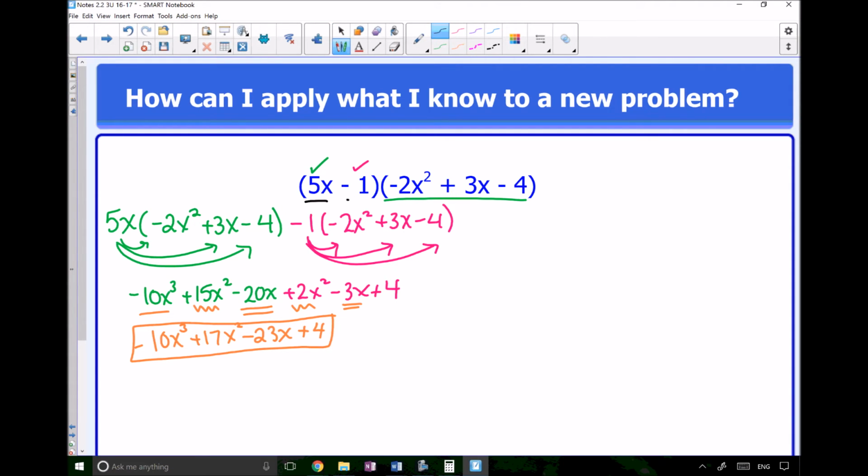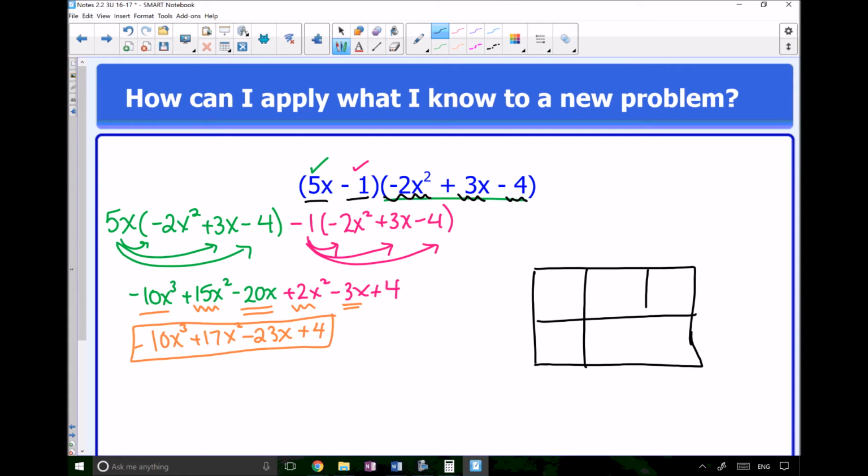So if I have a binomial here, I've got 2 terms. Here I've got 3 terms. So if I have a binomial multiplied by a trinomial, again I'm going to do a 2 by 3. Okay? So my first term in my binomial is 5x, and my second term is -1. So I'll put 5x in the first box and -1 in the second box. Here in my trinomial, my first term is -2x squared, my second term is 3x, and my last term is -4. So when I multiply 5x by -2x squared, I get -10x to the power of 3.